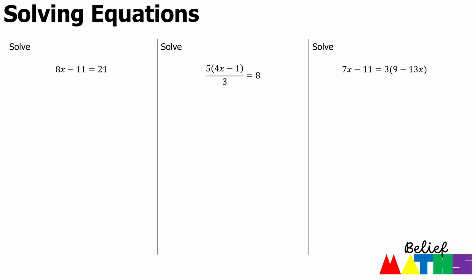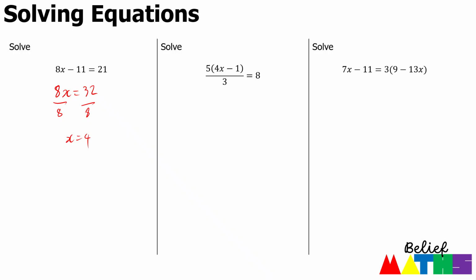Solving equations is another important part that it can appear very simply like this, or as we've seen before, as part of a bigger question. So just to quickly cover these ones, just for clarity, when we solve the first one, we bring the 11 across and we add it to both sides. We get 8x equals 32, and then dividing both sides by 8, we get x equals 4.